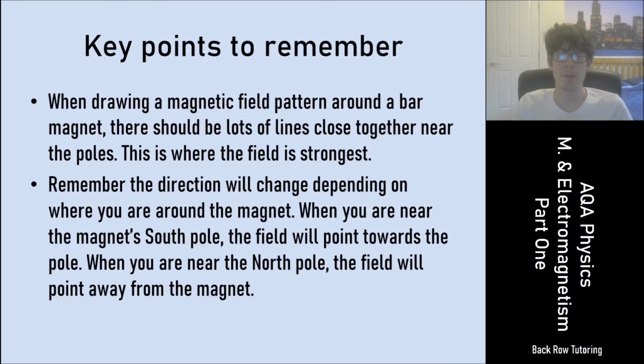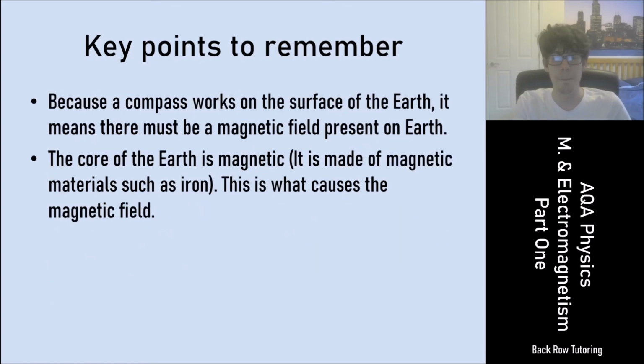So the key points to remember from that: when drawing a magnetic field pattern around a bar magnet, there should be lots of lines close together near the poles. This is where the field is strongest. Remember, the direction will change depending on where you are around the magnet. When you are near the magnet's south pole, the field will point towards the pole, and when you're near the north pole, the field will point away from the magnet.